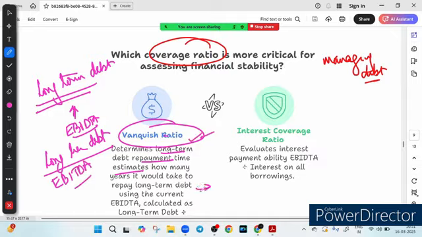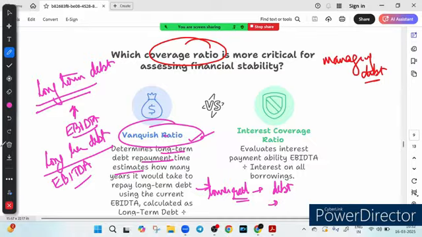Now let me give you the implication of it. Suppose the Vanquish ratio is lower, so what does it mean? It means faster debt clearance. If this ratio is lower, it will take less time, right? And if this ratio is higher, it simply means the debt burden is heavy.